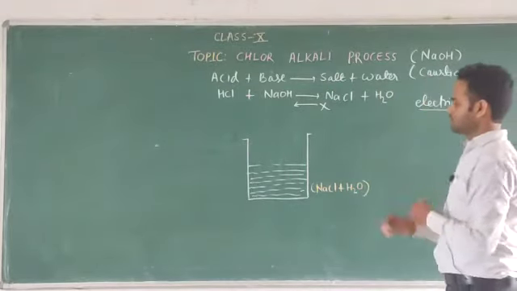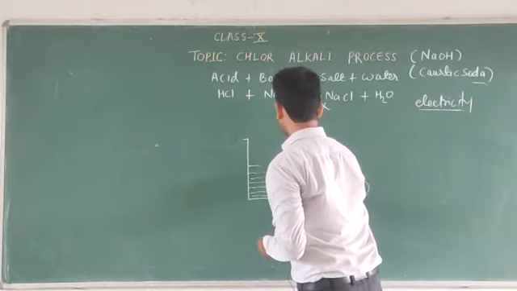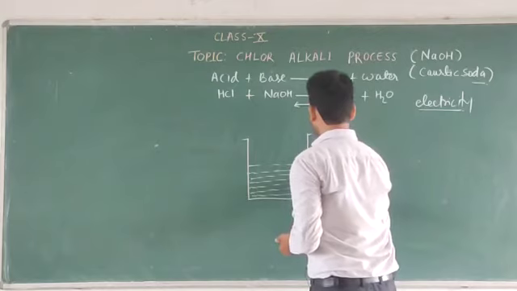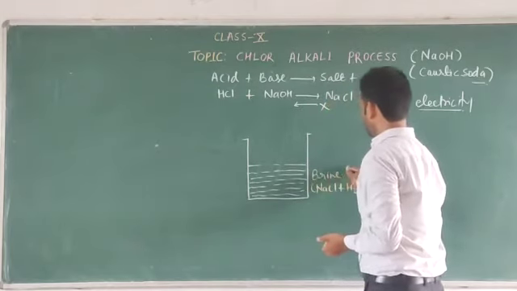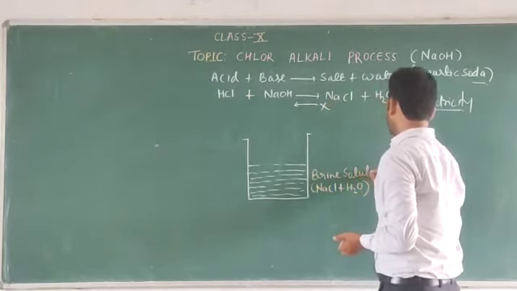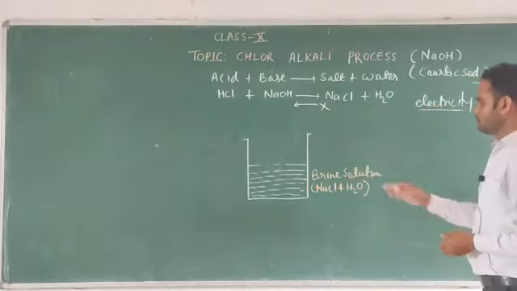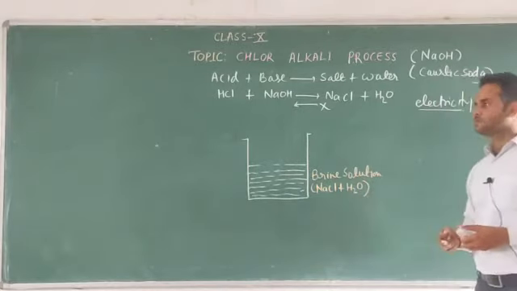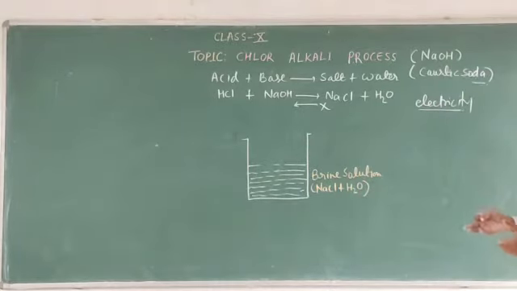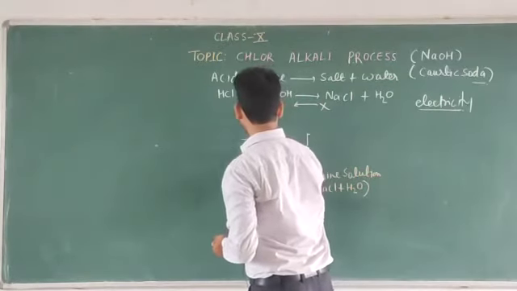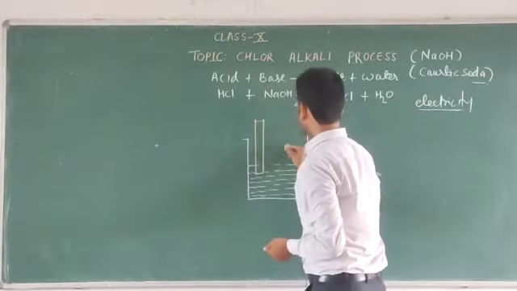This solution is also known as brine solution. So in brine solution, NaCl plus H2O, we will do the electrolysis of brine solution. That is why this process is also known as electrolysis of brine solution. So how can we do it? We just take two electrodes like this.